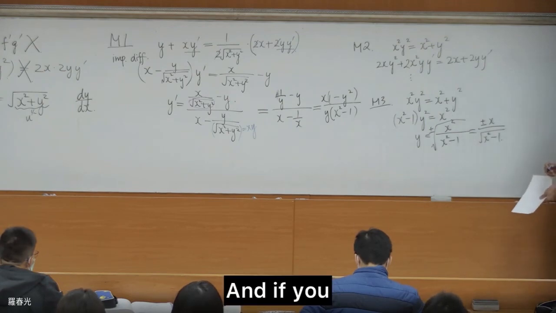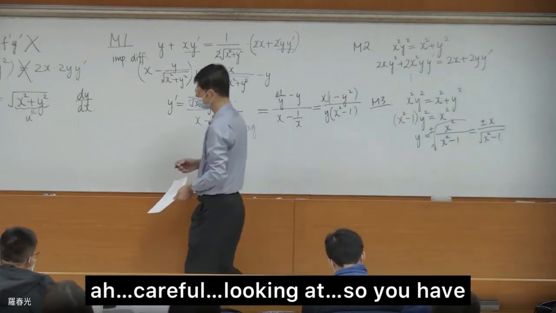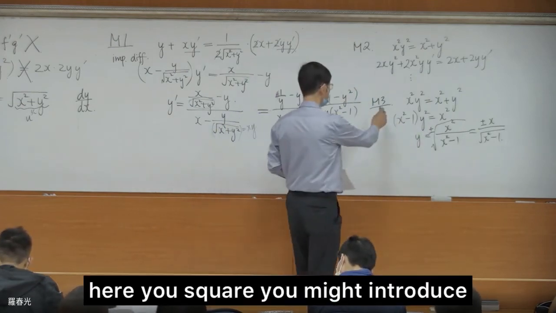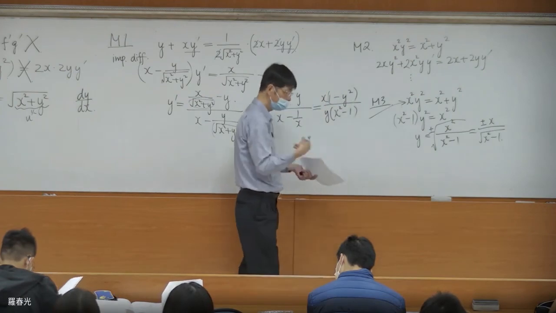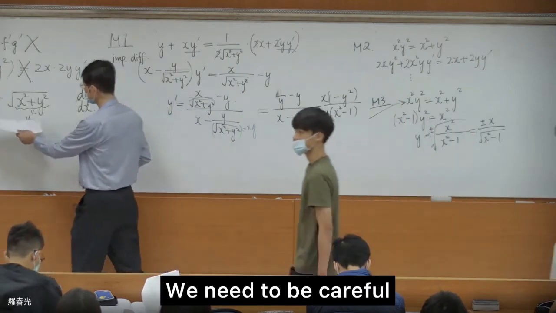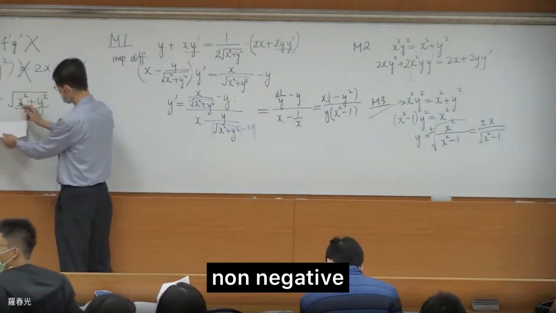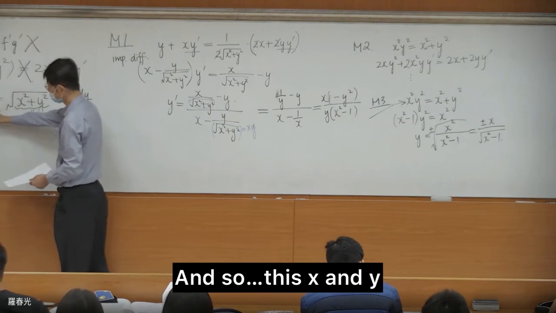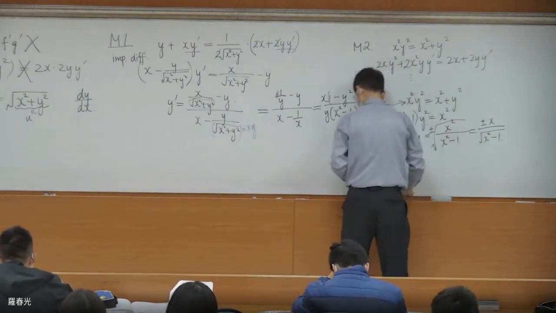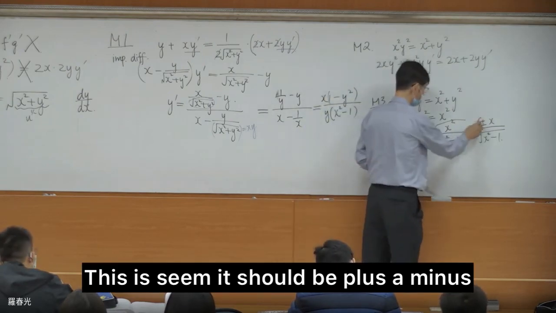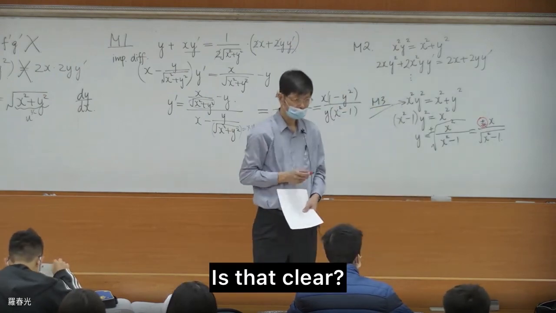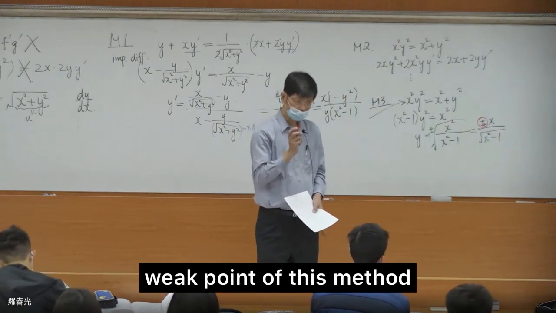Now, if you are careful looking at it, one x corresponds to two y's, it might correspond to two y's, but actually in squaring, you might introduce an extra y for the same x. So this plus and minus, we need to be careful. In fact, here the right-hand side is always non-negative, essentially positive. And so this x and y must have the same sign. So from the correspondence, it seems it should be plus and minus, but in fact this minus cannot happen. Is that clear? Now, in fact, this is the weak point of this method.